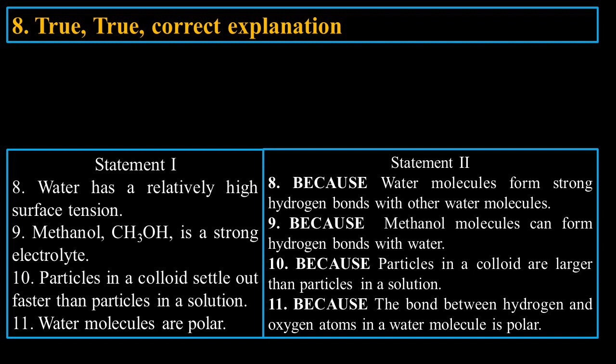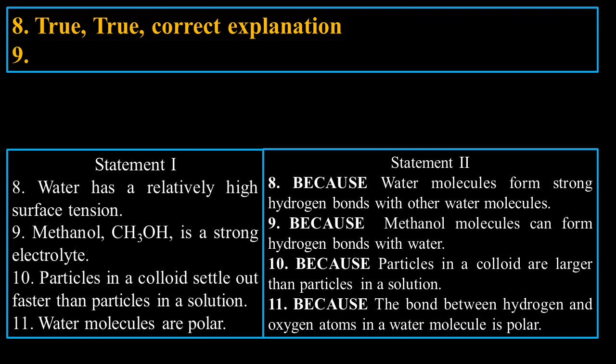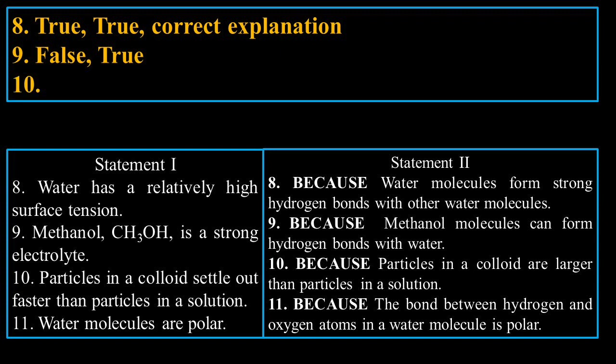Methanol is a strong electrolyte because methanol molecules can form hydrogen bonds with water. So let's see, that's kind of false. It could be because the oxygen will form hydrogen bonding, but methanol molecules can form hydrogen bonds with water. That's right, but it is not a strong electrolyte.